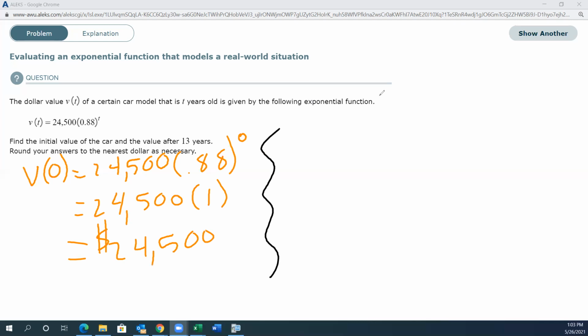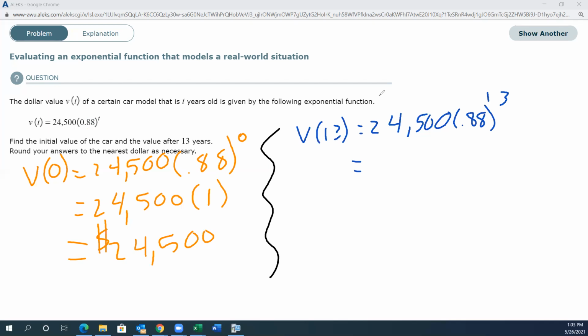Then it says, what's the value after 13 years? Okay, so this time, not after 0 years, but after 13 years. Well, it should be lower because it's losing value. It's only retaining 88% of its value each year. Let's see, then we've got 0.88 to the 13.